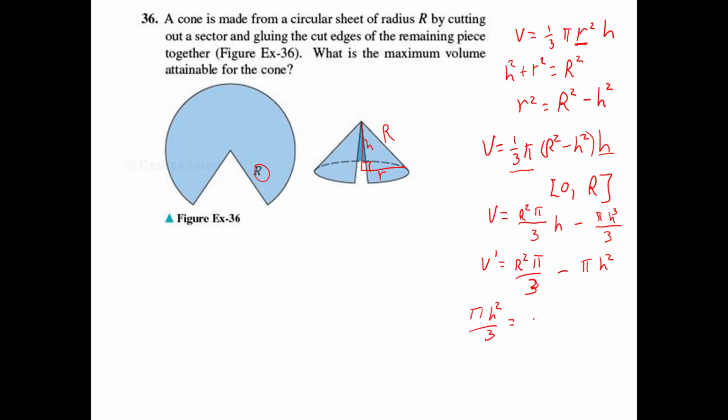is equal to r squared pi over 3. Multiply both sides by 3 over pi, and you will get h squared is equal to r squared, and so then h is equal to r. Ooh, something went wrong. If h is r, we get 0. So what did I do wrong?